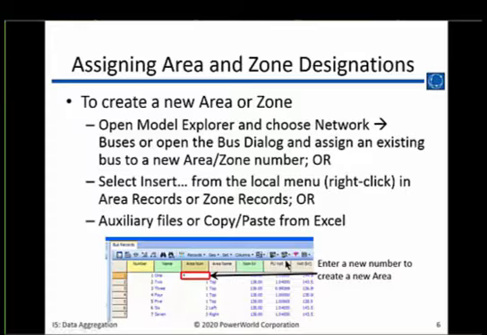Most of the time, of course, if you're working with existing cases, you don't need to create new areas or zones. You're just taking what you're given. But if you're doing something like a generator interconnection study, maybe you're modeling a new farm or something like that, maybe you want to put it in its own area, or you want to change the assignment for some reason. So you can do that in the Model Explorer. You can also do it from the dialog. You can do it from an auxiliary file.